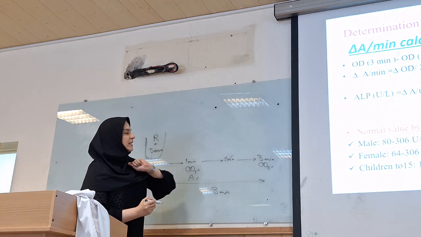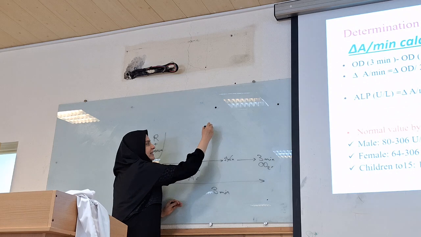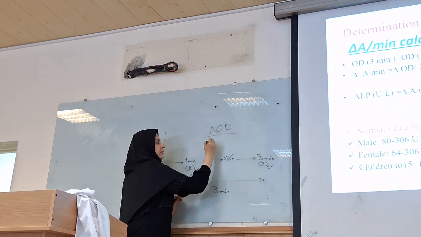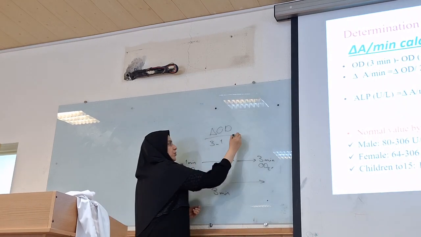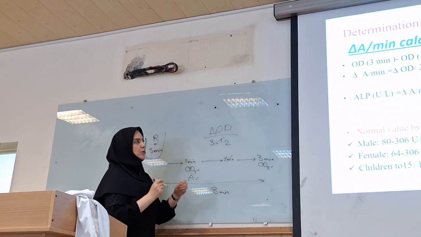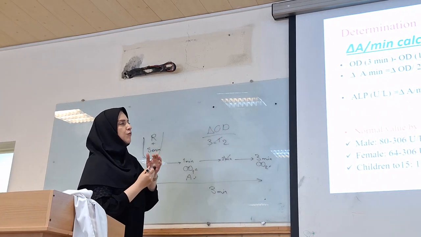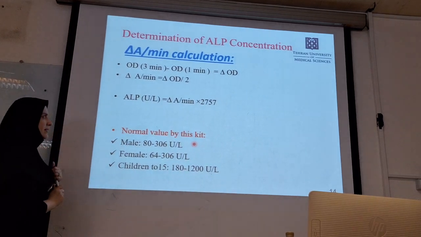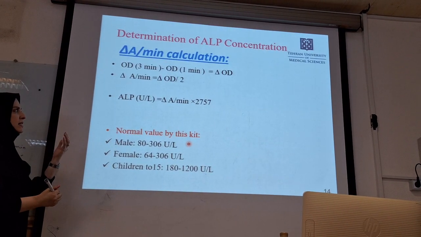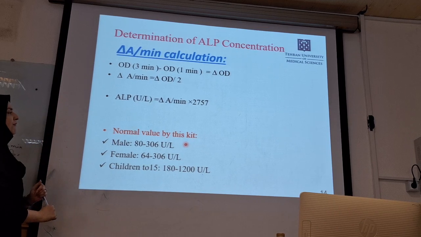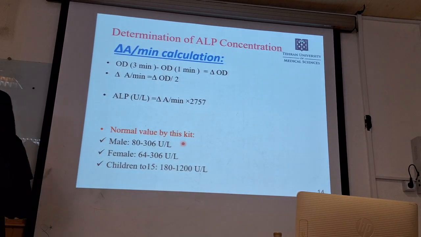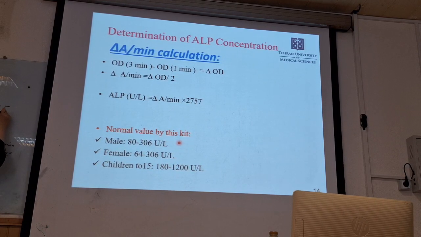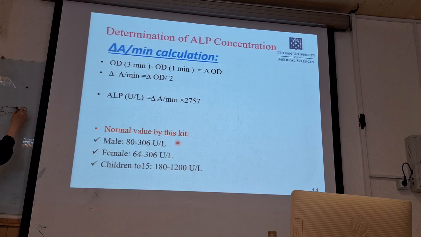Okay? And you should calculate the OD difference. Delta. And it is delta OD. What is the time difference? OD number 2 minus OD number 1. Okay? You should put it in the formula, and also for each enzyme we have a specific constant. This value is constant. For example, for alkaline phosphatase, this is the constant. For creatine kinase, we have another value. And according to this formula, after multiplying by this value, you should calculate, okay?